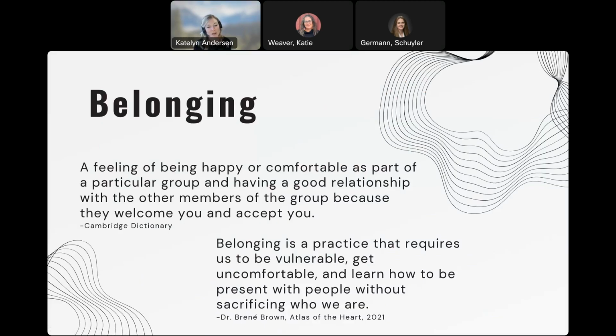And Brene Brown shares that belonging is a practice that requires us to be vulnerable and get uncomfortable and learn how to be present with people without sacrificing who we are.